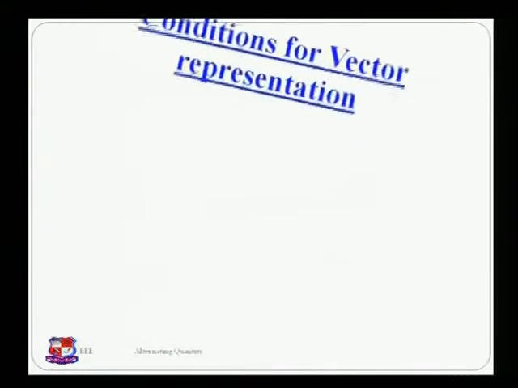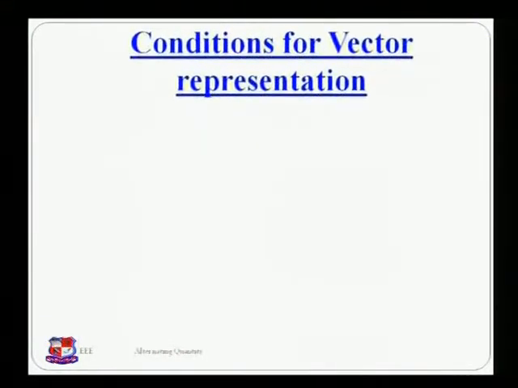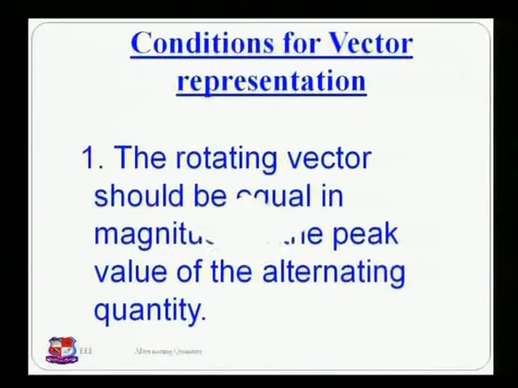And next is the conditions for vector representation. As we discussed, any alternating quantity can be represented by a vector if you satisfy certain conditions. Mainly 3 conditions are there which you have to satisfy. First condition is that the rotating vector should be equal in magnitude to the peak value of the alternating quantity.